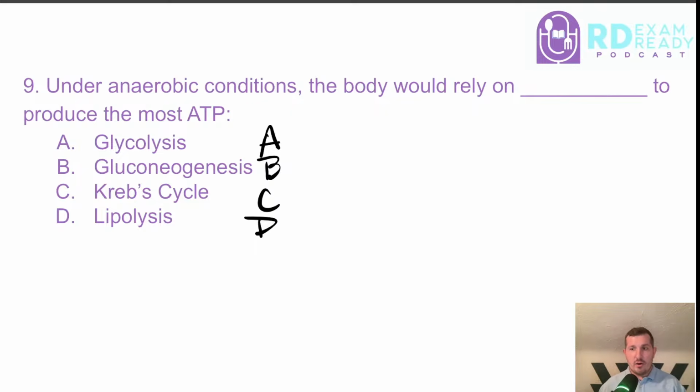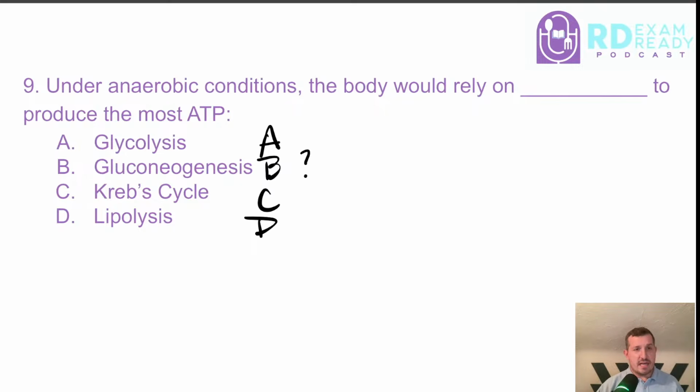B, gluconeogenesis. Okay, so that would be the creation of new glucose out of things like glycerol. Different amino acids could fit into there. That would be kind of also like lactic acid, right? I can make my lactate into that too with gluconeogenesis. B's a maybe. I'll put a little question mark by that.